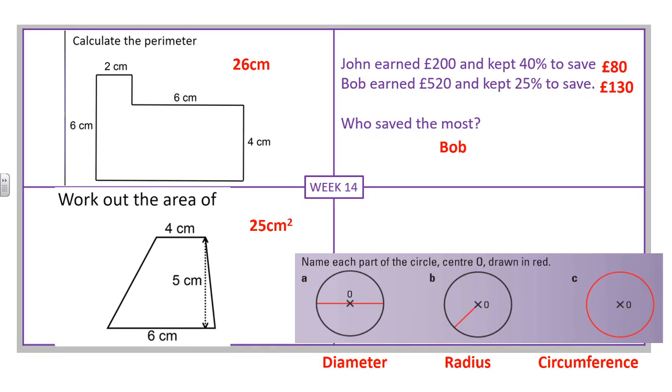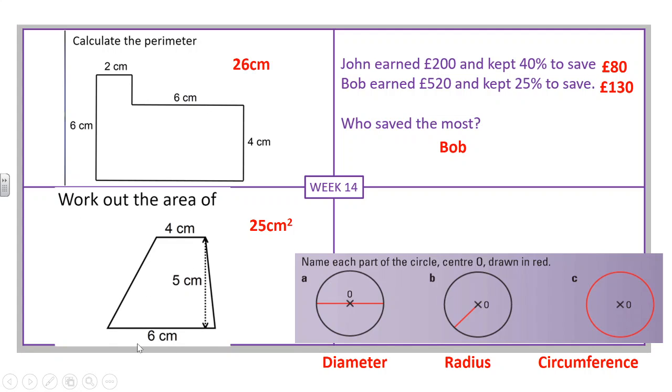Okay, answers for these then. We've got 26 centimetres for the perimeter. Remember, perimeter is the distance all the way around the edge. So we need to add all of those up. This was a missing one here. We had to get 8 centimetres by adding the 2 and the 6.